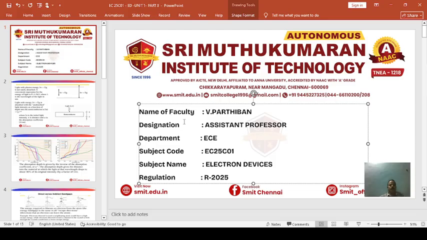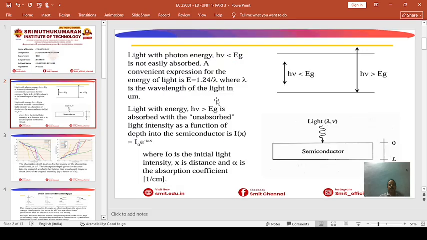Particularly, I am going to talk about Unit 1, in which we are going to see the carrier generation and recombination mechanisms, the recombination lifetime, the surface recombination, as well as photon generation. Generally these are important because they form the basis for understanding semiconductor diodes, transistors, solar cells, LEDs, as well as photodetectors.